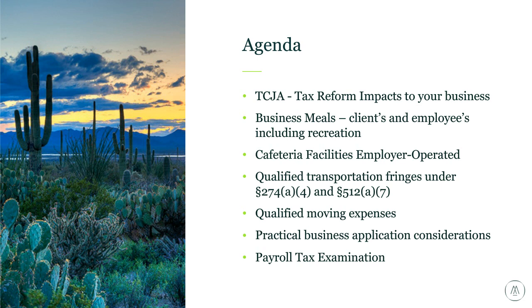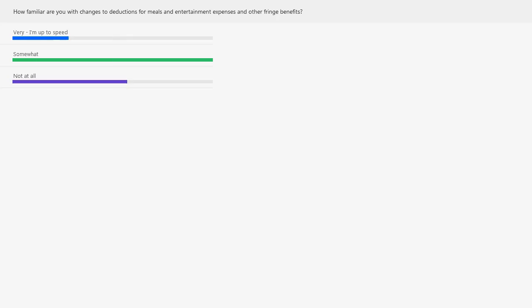So with that, Emily, it looks like we have a polling question right off the bat. All right, our first polling question. How familiar are you with changes to deductions for meals and entertainment expenses and other fringe benefits? And your options are: I'm up to speed, somewhat, or not at all. And I'll give everyone a few moments to respond. To participate in our polls today, please click the button next to the answer you choose and hit submit. And if you're having any trouble seeing the polls, try refreshing your browser with F5. We'll give everybody a few more seconds. And let's take a look at the results. Gary, back to you. All right, thank you.